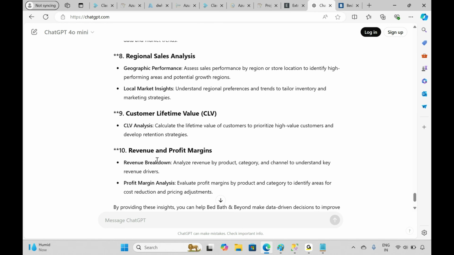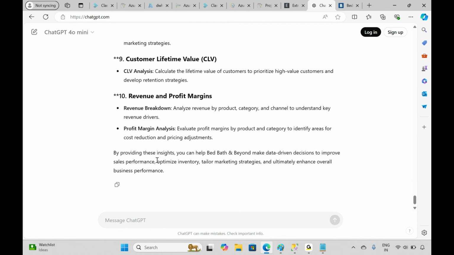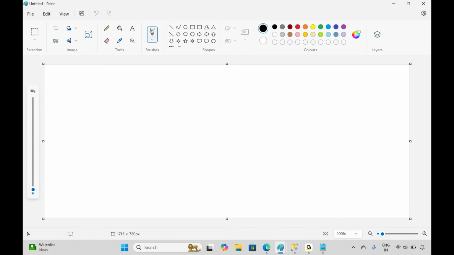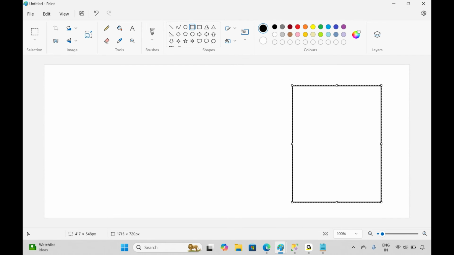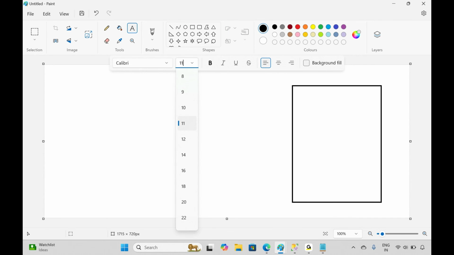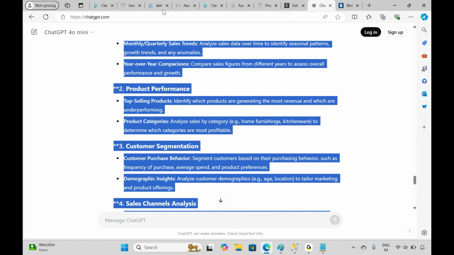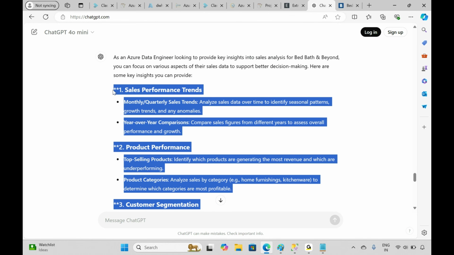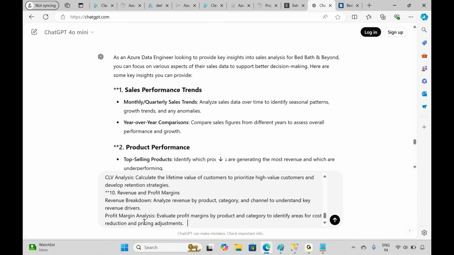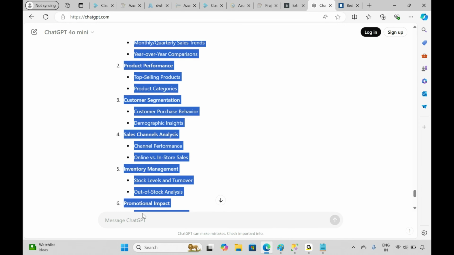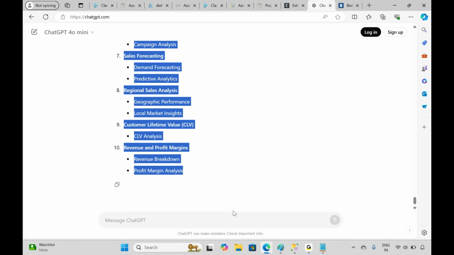How are you going to make all these things? All these things we are finally going to present in Power BI. Power BI is a reporting tool. What are the reports you are designing in Power BI? These are all the dashboards I'm creating. Give only titles, only headings. These are the main dashboards I have provided.